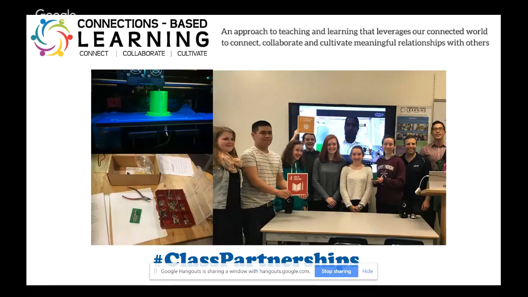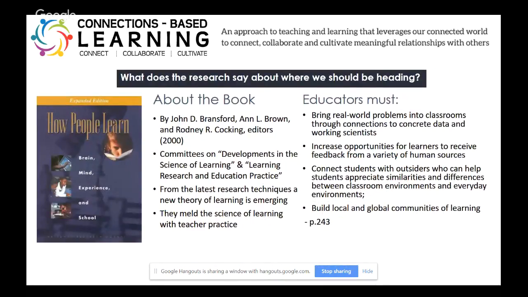And so here's one way of doing it. Look, what does the research say about this? Well, I'm just going to share this one research article, actually the book by Bransford, Brown, and Cocking, and really they're saying that we must, through connections, allow students to have access to concrete data and working scientists, to receive feedback from a variety of human sources.